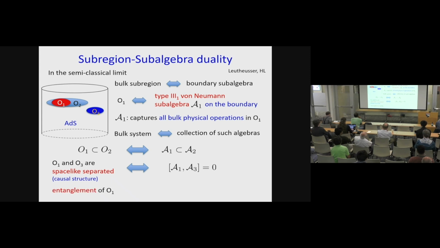This O1 is entangled with the rest of the degrees of freedom in the bulk system, and that turned out to be encoded in the type III_1 structure of A1. So that's where this type III_1 structure is important. Anyway, essentially all the bulk physics can in principle be captured by these algebras, or by all the relations between these algebras.